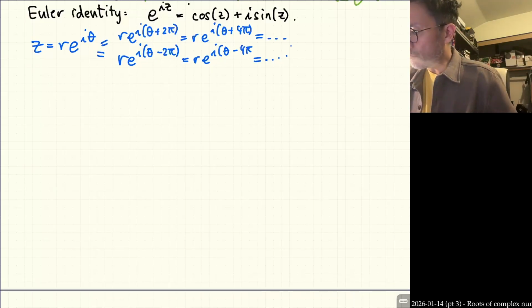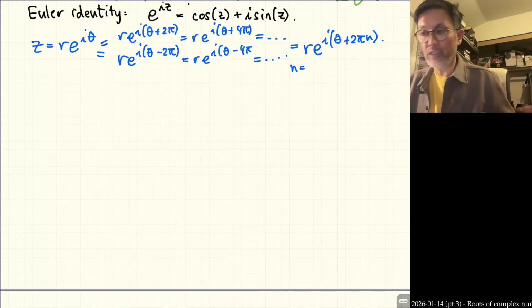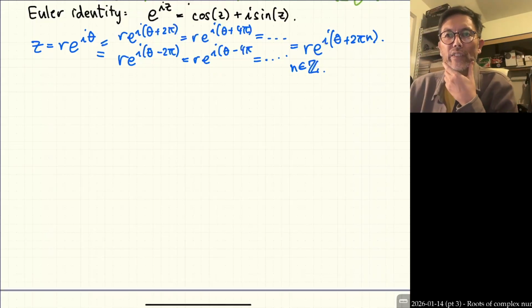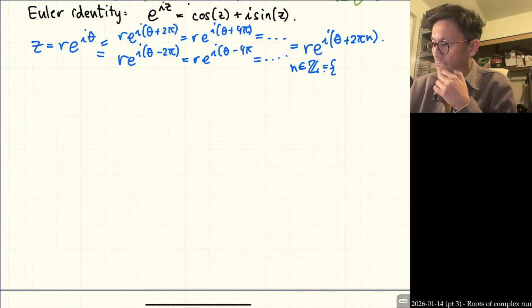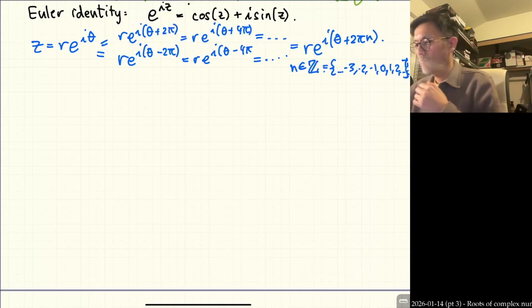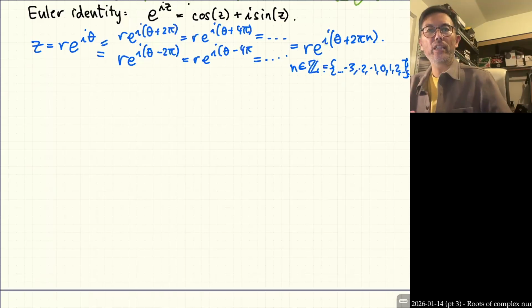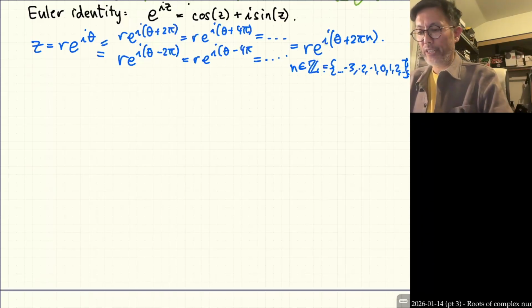If we want to unify them, we can write r e to the i (theta plus 2 pi n), where n is an integer, n in the integers. The integers are denoted with that fancy Z there. And don't forget what the integers are. They are things like -3, -2, -1, 0, 1, 2, etc. Okay, great. So that's the redundancy or the ambiguity in the polar form representation of a number.